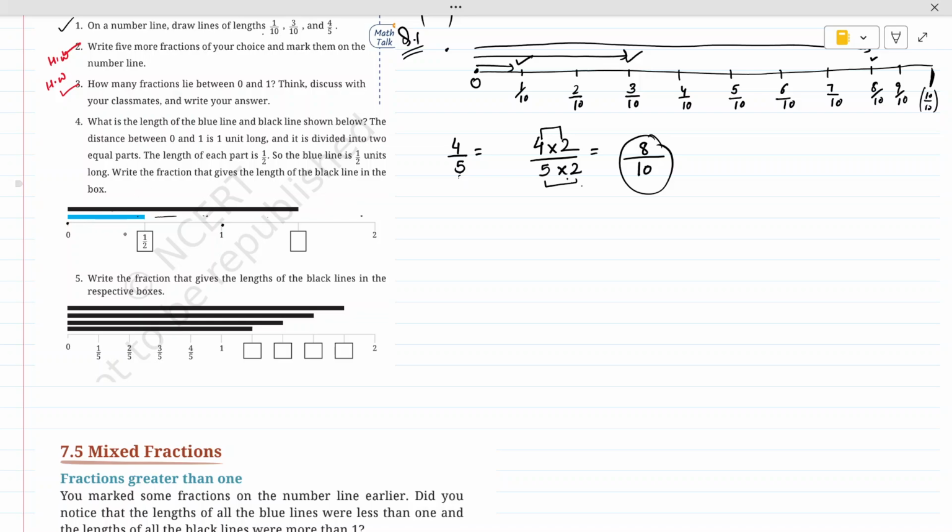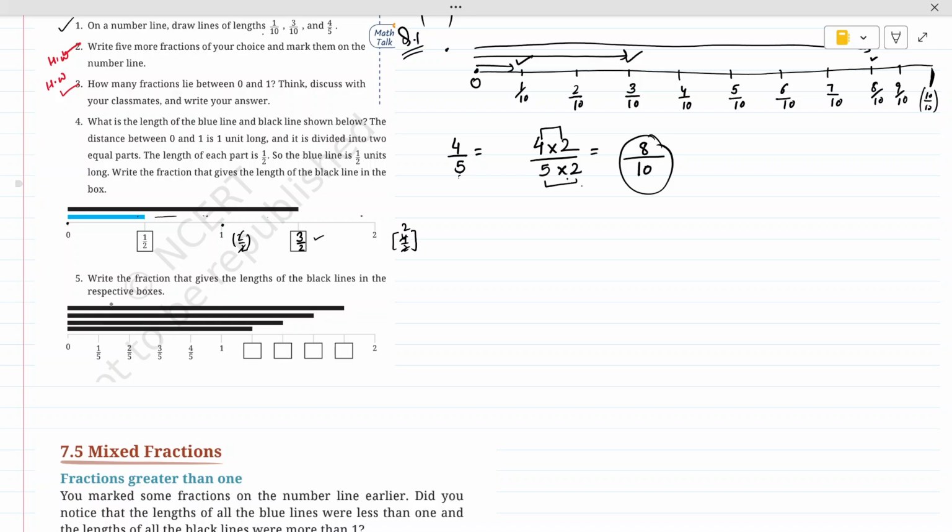Now, the blue line is representing 1 by 2. We have to find the black line distance from 0. This is 1 by 2. This is 2 by 2, and that's why this is 1, right? Then this will be 3 by 2. Okay, and if we also want to see what is this, this is 4 by 2, which we are representing as 2 on simplification. Okay, so this is 3 by 2. This is also easy.